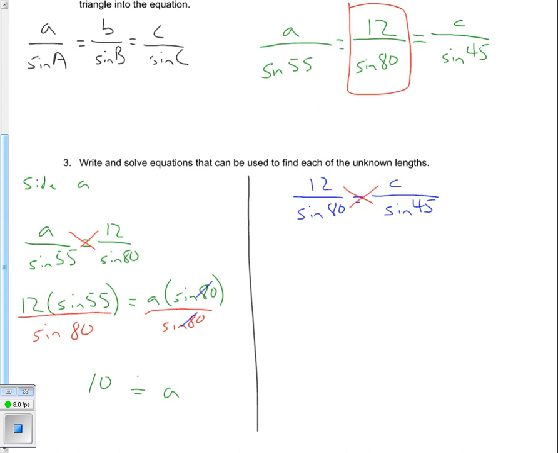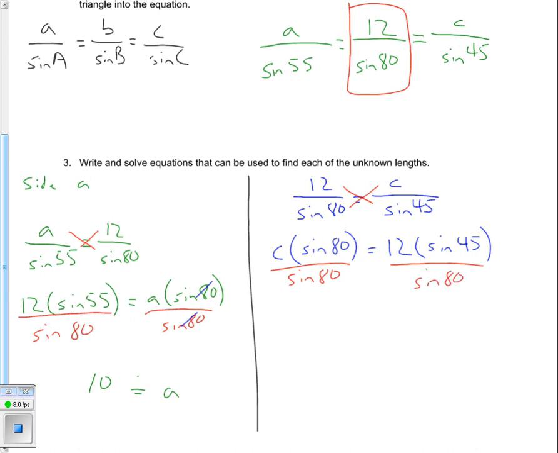So I'm going to cross multiply, and that's going to give me C times sine 80 is equal to 12 times sine of 45 degrees. Now again, I need to get that C value all by itself. At the moment, that C value is being multiplied by sine 80. So I need to remove that sine 80 from the left-hand side, and the only way I can do that is using the opposite operation, dividing by sine 80. So I'm going to divide both sides by sine 80.